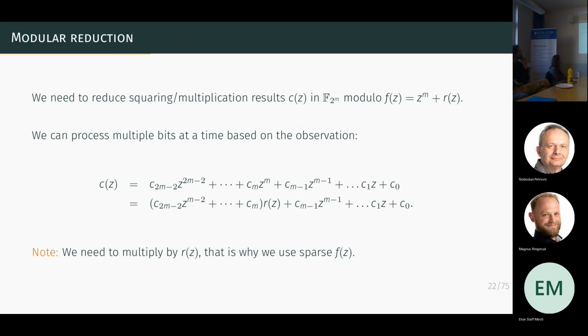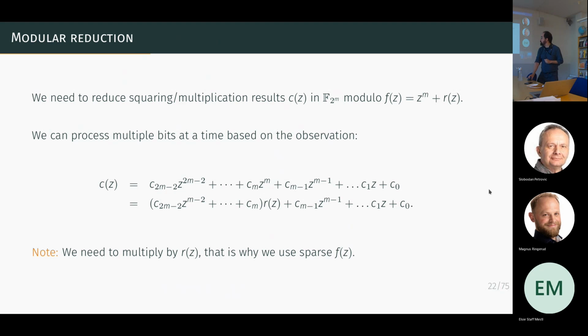Modular reduction, I promised to also talk about: how can you reduce modulo f efficiently? So let's write f in some form like z to the m plus a remainder, some extra non-zero coefficients. That's an irreducible polynomial. How can we reduce a double-size result from squaring or multiplication modulo this f? So if you get a result of, again, multiplication or squaring, you have something like this, right? The first line, where you have maximum degree 2m minus 2. Of course, the top part here can be seen as being implicitly multiplied by z to the m, which reduced modulo f is actually r, right?